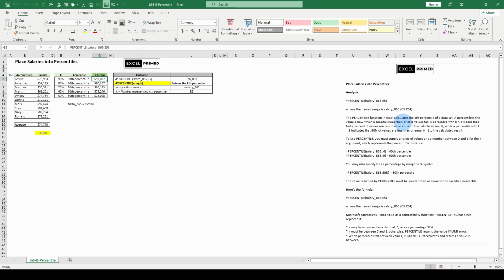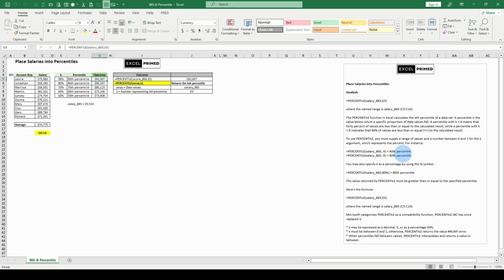Percentile function in Excel calculates the K percentile of a data set. A percentile is the value below which a specific proportion of data values fall. Percentile with K equal to 0.4, 40%, means that 40% of values are less than or equal to the calculated result, while percentile with K equals 0.9 indicates that 90% of the values are less than or equal to the calculated result. Less than or equal to.